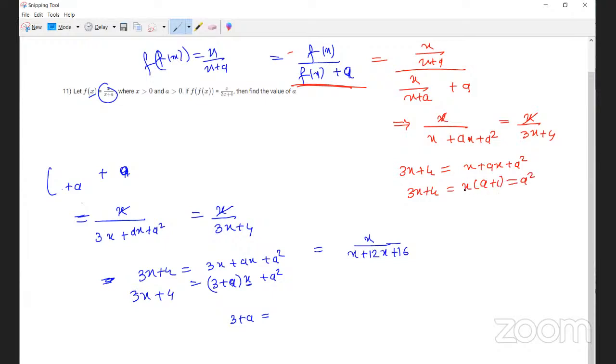You can compare the coefficients of terms having the same degree, right? That is, a plus 1 equals 3 or a square equals 2. That is, a equals 2 here, right? Yes, sir. So here a equals plus minus 2, but only a equals 2 is satisfied, right? So the answer will be a equals 2.